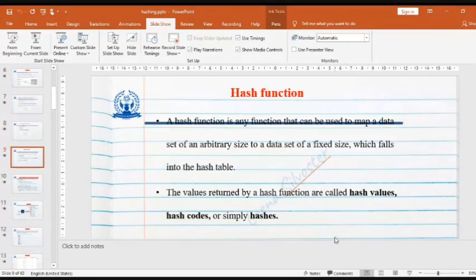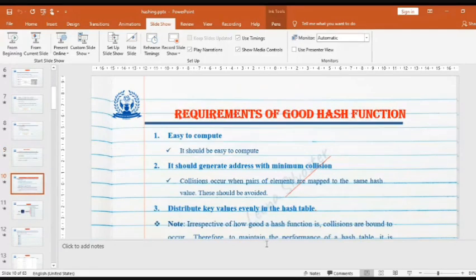A hash function is any function that can be used to map a data set of arbitrary size to a data set of fixed size, which falls into the hash table. The values returned by the hash function are called hash values, or hash codes, or simply hashes. So in a hash function, we are mapping a data set to particular indices.